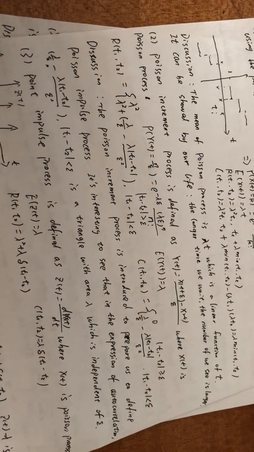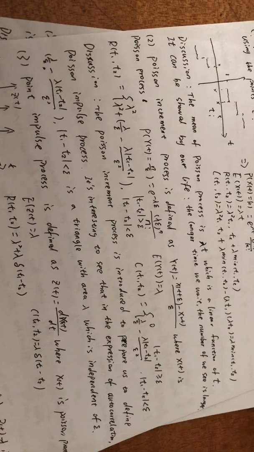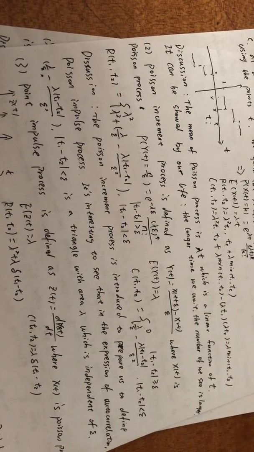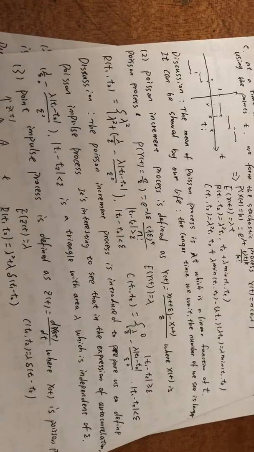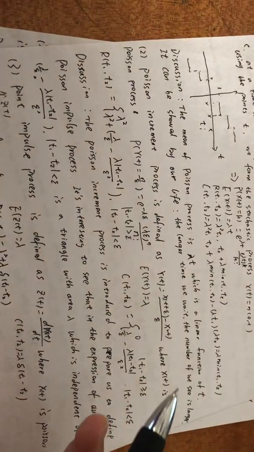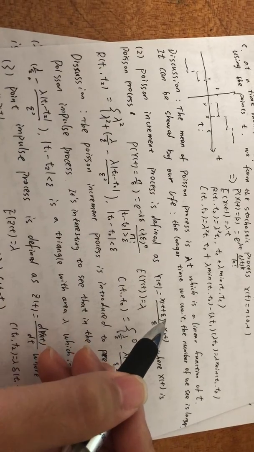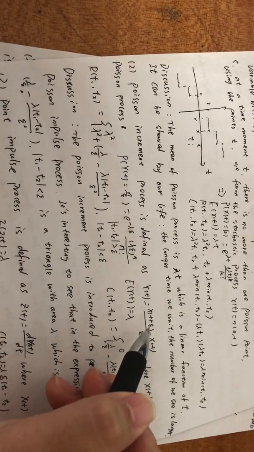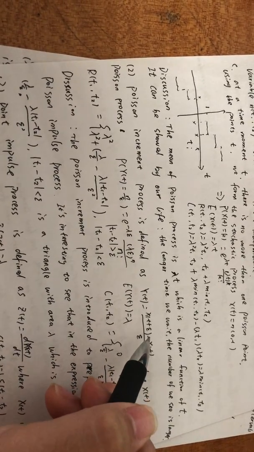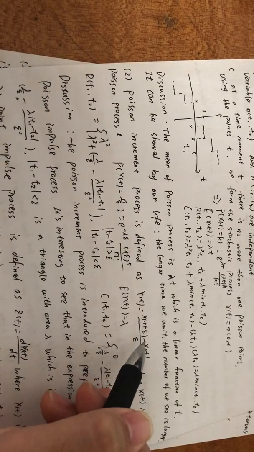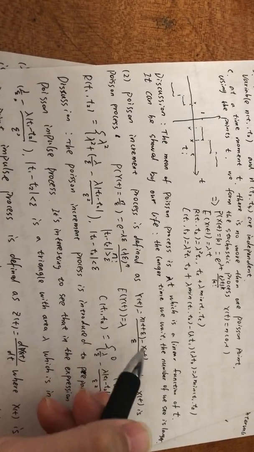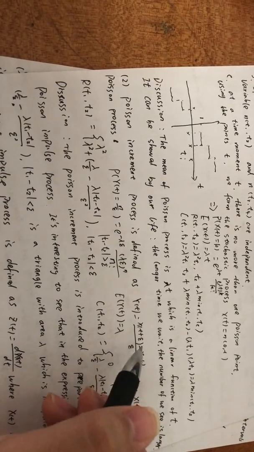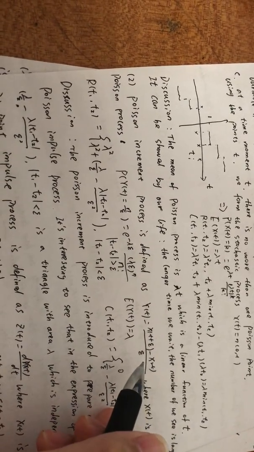For the second example, the Poisson increment process is defined as y(t) equal to x(t plus theta) minus x(t), divided by theta, where x(t) is the Poisson process.